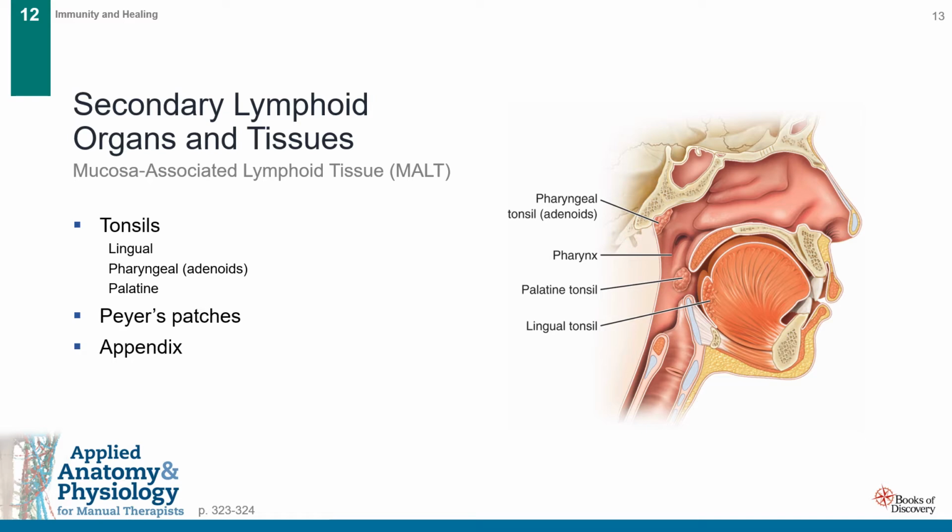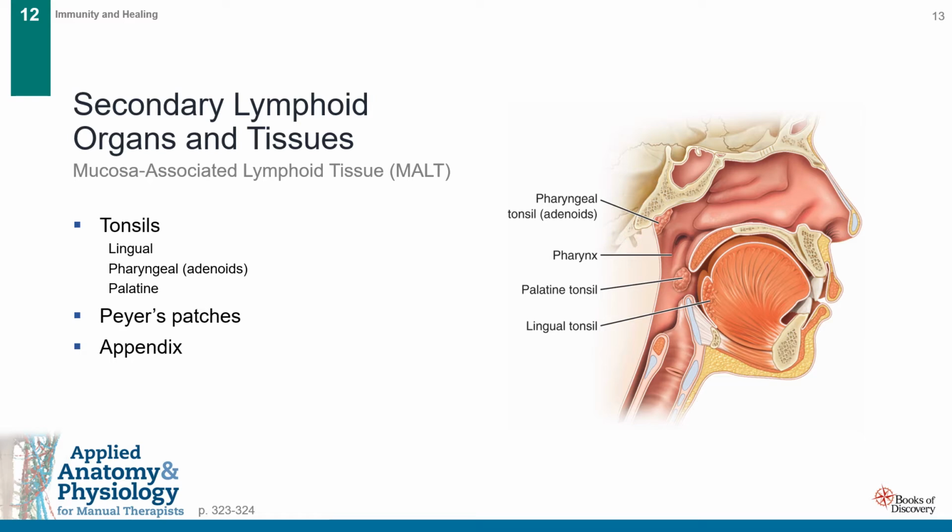The tonsils are small masses of lymphoid tissue located in the mucous membranes of the mouth and throat. They trap bacteria and other pathogens that enter through the nose and mouth. Like lymph nodes, the tonsils swell and become inflamed when the immune response is active. There are three groups: lingual tonsils, pharyngeal tonsils, and palatine tonsils.